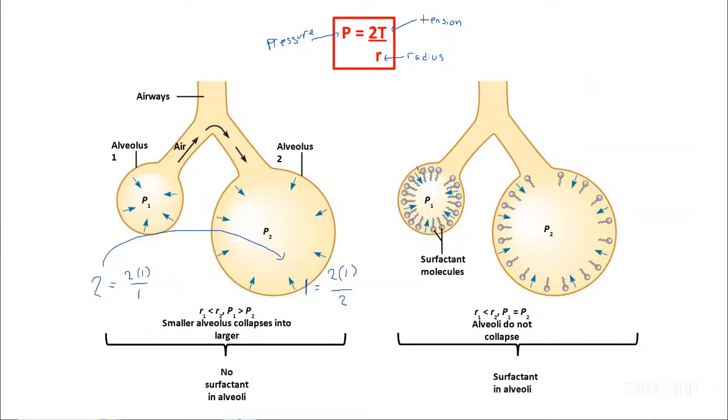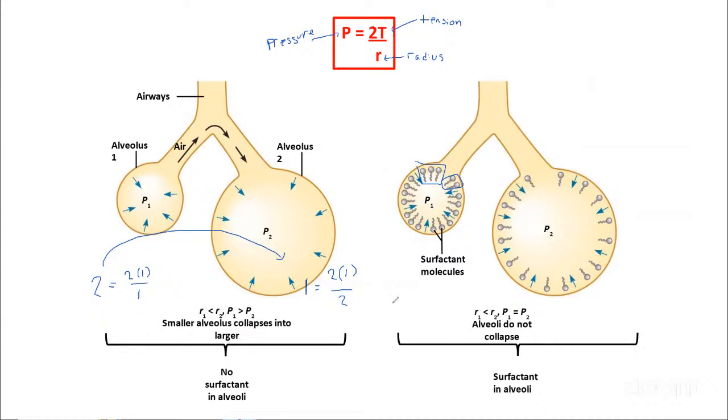So on this other side, we're looking at surfactant. That's these little squiggly guys. That's our detergent. Okay. So that's breaking up water tension by physically interspersing itself. And you'll notice that this small alveolus has more of it. There's more surfactant in this little one. That's because we're trying to make sure that that alveolus doesn't collapse when we're at equilibrium and everybody's got the same amount of pressure. Okay.